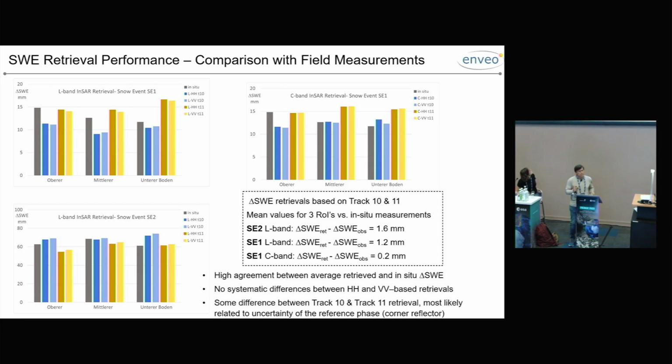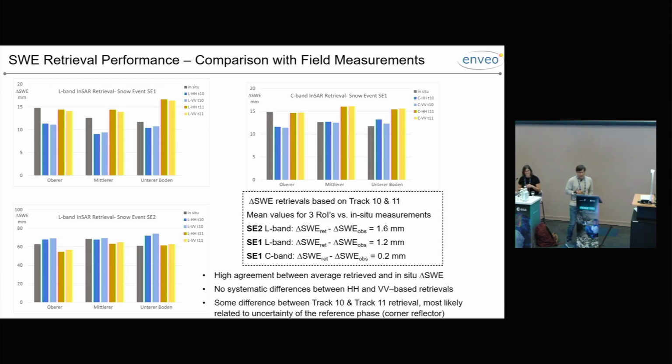But there are still some differences when we are comparing track one, so one viewing geometry, versus the other one. So this is the blue one versus the yellow one. We see that there are differences, and the main issue, we think, is the selection of the reference points. The corner reflectors were quite tricky. What we also see in these figures is that there is no difference between VV and HH, which is shown here in the two different colors, light blue and dark blue, or light yellow and orange.